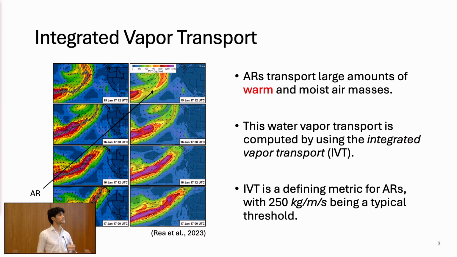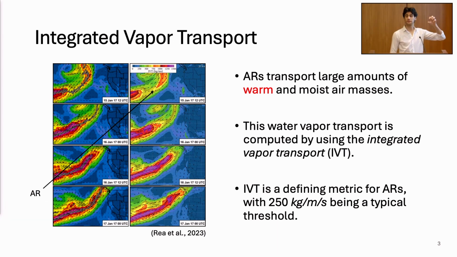A very important metric for atmospheric rivers is integrated vapor transport. If we recall, ARs transport warm air masses poleward. So it's useful to come up with a metric that defines how quickly, in what direction, and in what magnitude this water vapor moves around. And that's exactly what IVT is. I won't go into the mathematics of it, but it is a defining metric for ARs, and the typical threshold that defines an AR with the IVT is about 250 kilogram meters per second.